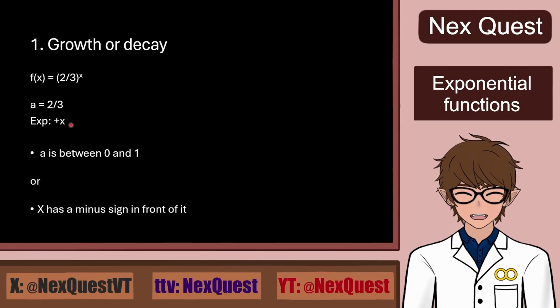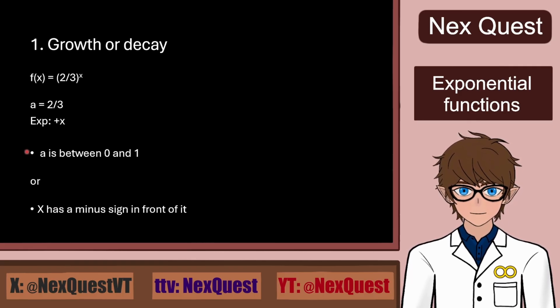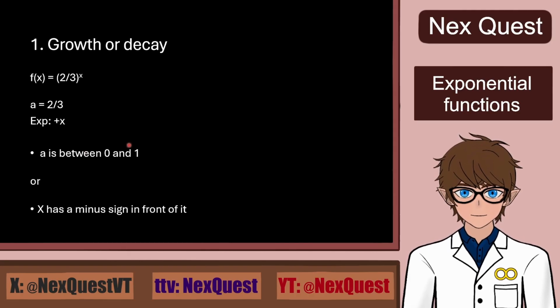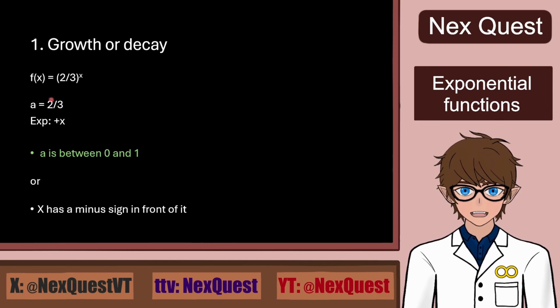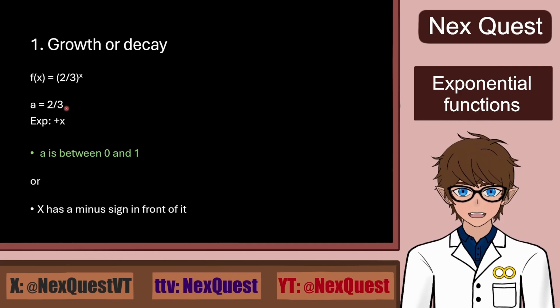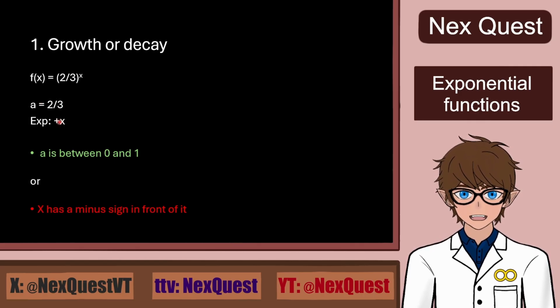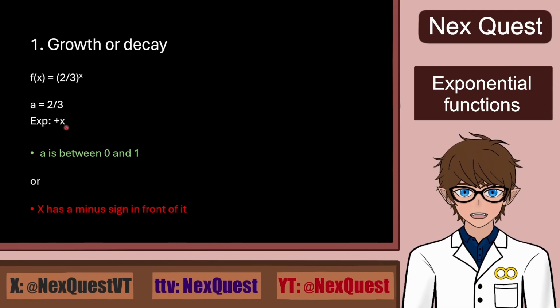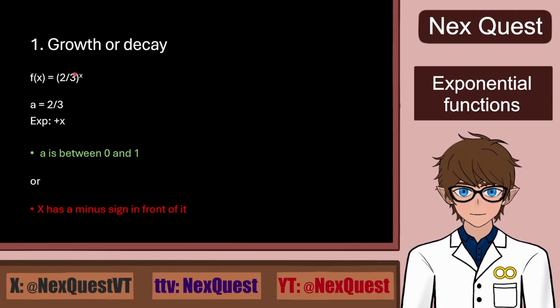Our conditions are that either the exponent is negative or a is between 0 and 1. Only one of them can be true at the same time for the function to be decaying. We see that a is indeed between 0 and 1, as 0.666 periodically repeating is under 1 and over 0. And then we see that x is positive, a plus in front of it, meaning that exactly one of these two conditions is true. Therefore, the function is decaying.